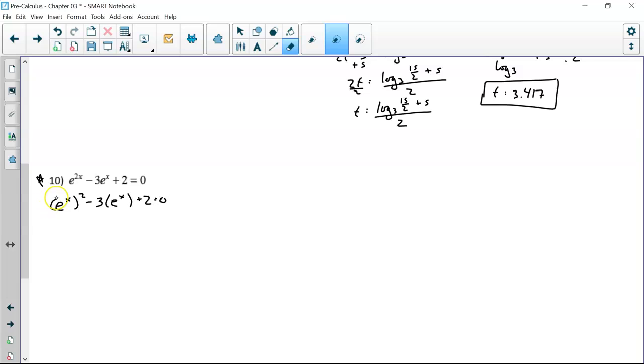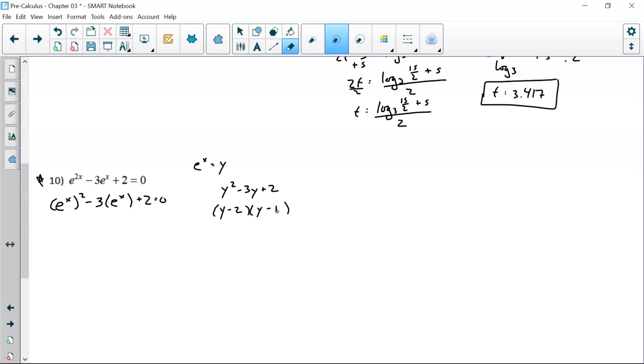Now, these are all equivalent. I didn't change the value of anything. It just looks different. What I can do is use substitution. I'm going to change e to the x and make that a y. So off to the side here, what we have is y squared minus 3y plus 2. And now this is much easier to factor in this form. So what we end up with is y minus 2 and y minus 1.